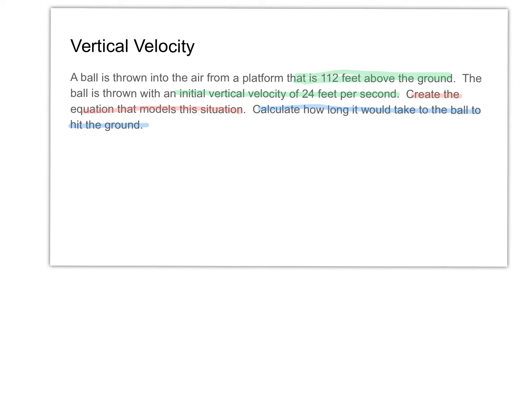Okay, so we start with our equation. Let's set up what we do know. We have H, we have T, we have V, and we have S, because remember our formula pieces. H stands for the height of the object, the ending height. So where is this thing going to end up? Well, it's going to end up on the ground, so the ending height of this object is 0.